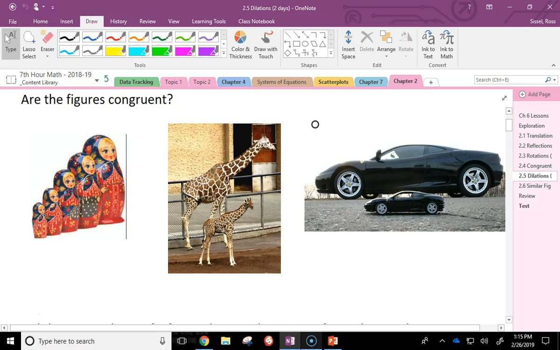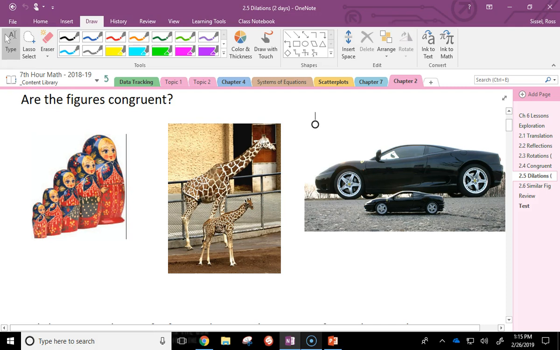So they're smaller, which means that they are not congruent. Damari just said congruent means you have to be exactly the same. When we talked about congruent yesterday, same size, same shape. So if they look the same but they're smaller or bigger, that means they are not congruent.